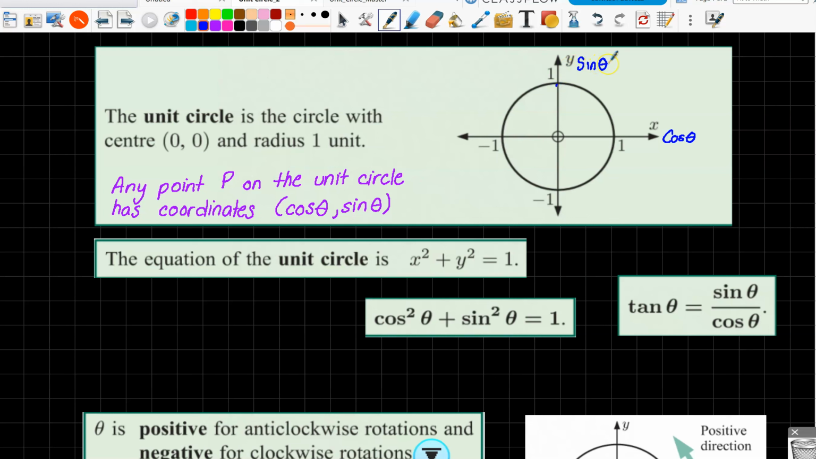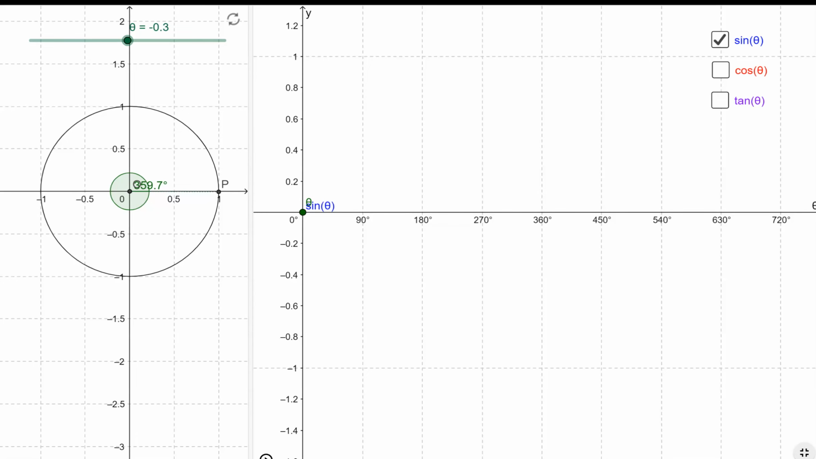Just to remind you, let's go back and see what happens as our particle, let's say we start here, moves around the circle. How does that make our cosine graph and sine graph? Our good old friends at GeoGebra made this cute little animation.